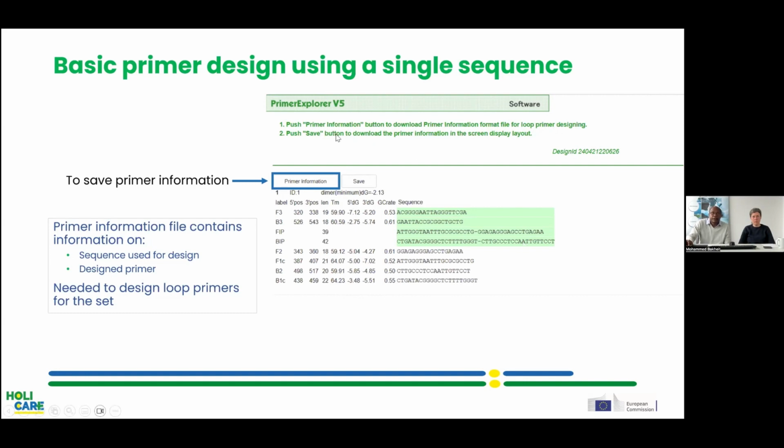What you can do is press on primer information, and this will generate a file which you can keep in your computer. This file contains information on the sequence that has been used. You will need it later to add loop primer to this primer set.